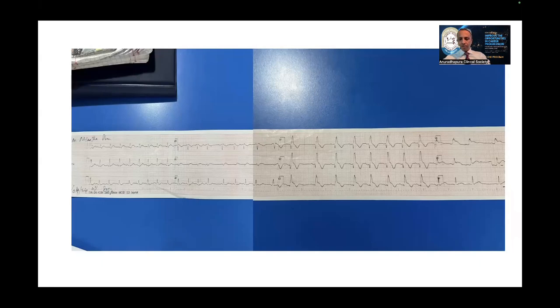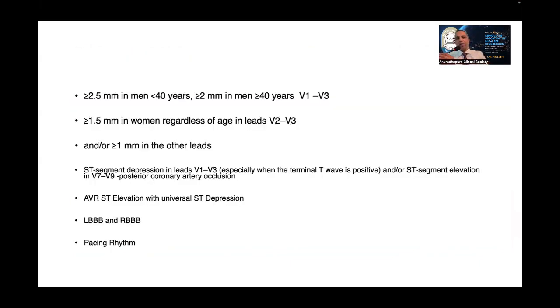So what are the criteria to diagnose STEMI? The 2023 guideline says for males below 40 years, 2.5 millimeters of ST elevation in V1 to V3, or above 40 years, at least 2 millimeters of ST elevation in V1 to V3. For females, V1 to V3, 1.5. In all the other leads, 1 millimeter ST elevation is regarded as STEMI.